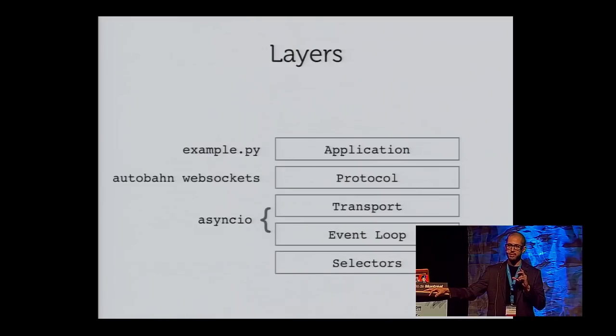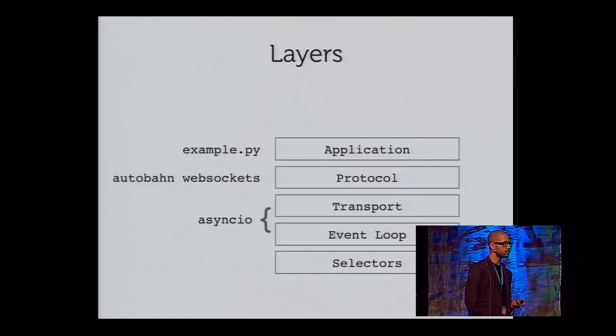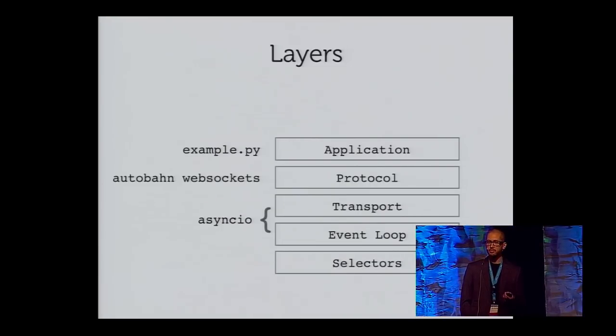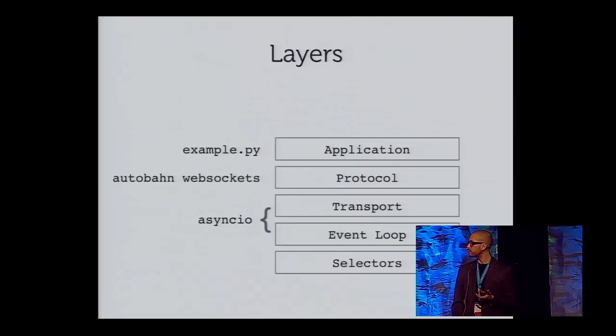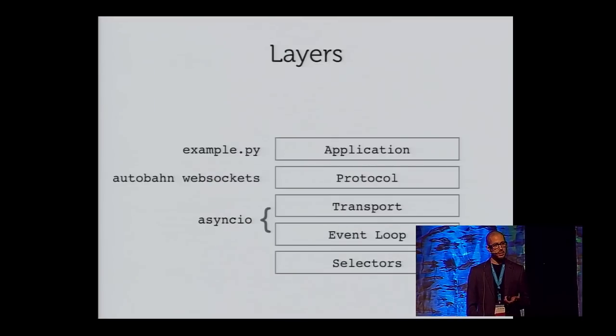And beneath the protocol is a transport. So TCP is a transport. And the transport knows how to send and receive bytes, but it doesn't know what bytes to send, and it doesn't understand the meaning of the bytes that it receives. Async IO is relatively low level, so it gives you transports like TCP, but it doesn't give you any protocol implementations like HTTP. So if you want a protocol, you need to get it from somewhere. I'm getting an implementation of the WebSocket protocol from a library called Autobahn.